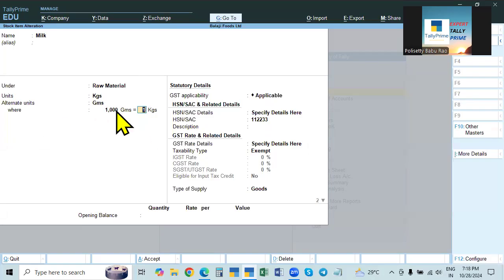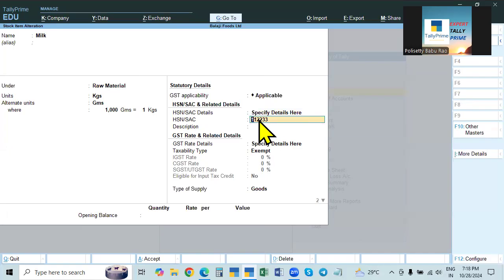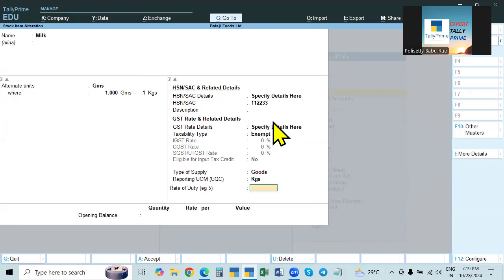And what is the quantity? That is, the quantity or unit of the alternate unit equal to the main unit. And then you have to take it, and milk here will be exempt, no tax. That's why it is given as exempted. So for that, I give another one, double one, double two, double three, and here, instead of taxable, I give exempt. Exempt, and here the same thing. Reporting unit will be kg automatically.